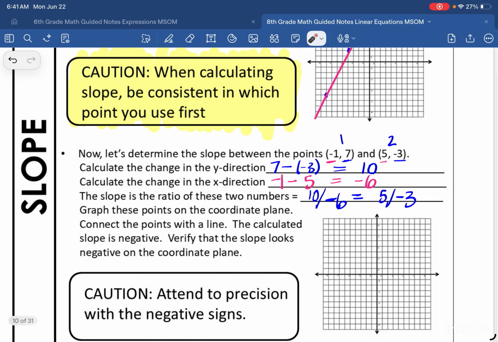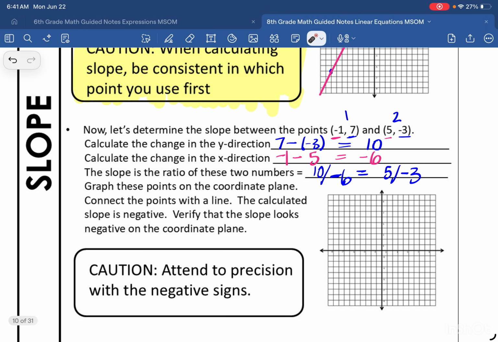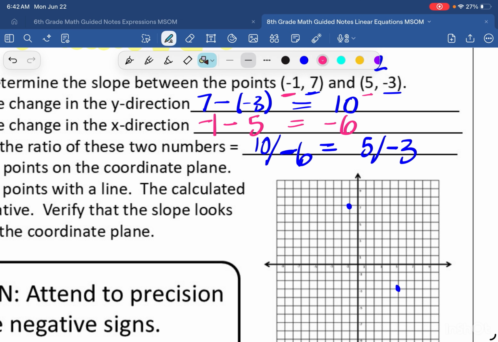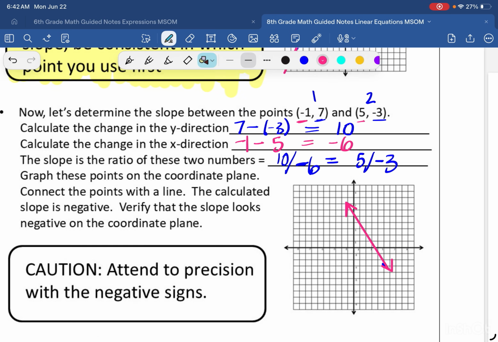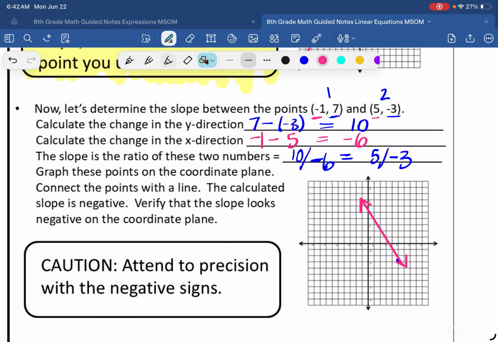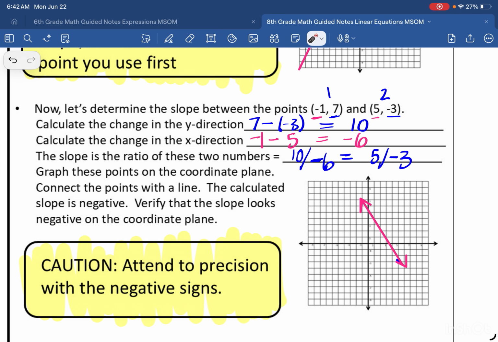Let's graph that on the coordinate plane. So I'm going to graph the points -1, 7 and 5, -3. So those are my points. And then if I connect the line there, that is a negative slope. So I know that my slope is at least going in the right direction. And here's another caution that you should mark. Attend to precision with the negative signs. Make sure you're watching those negative signs, especially with the subtract.